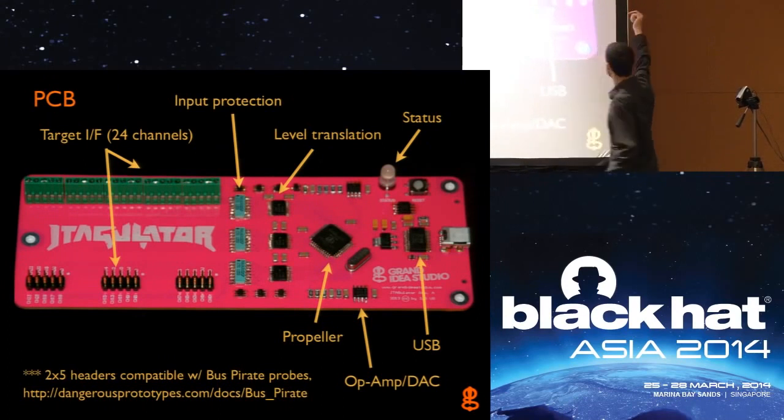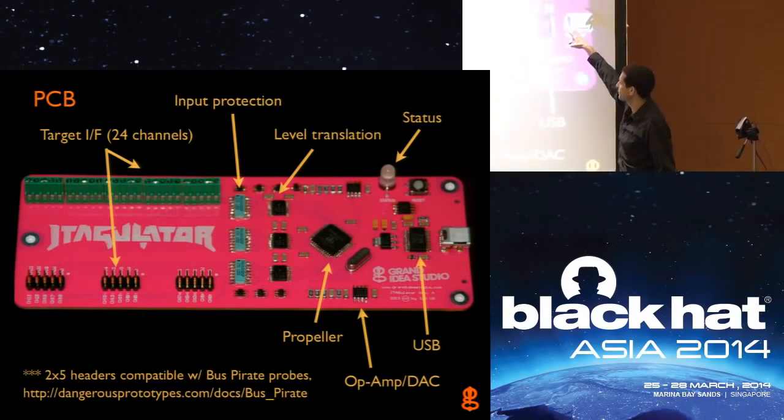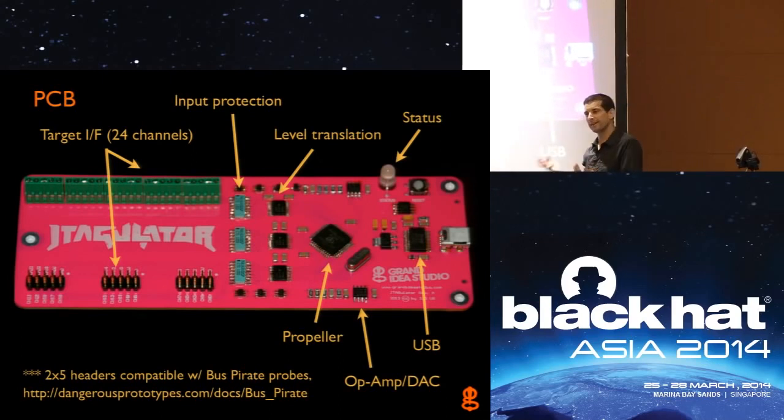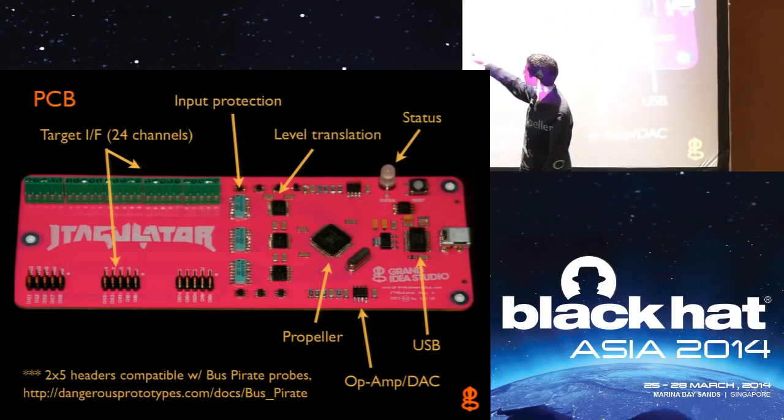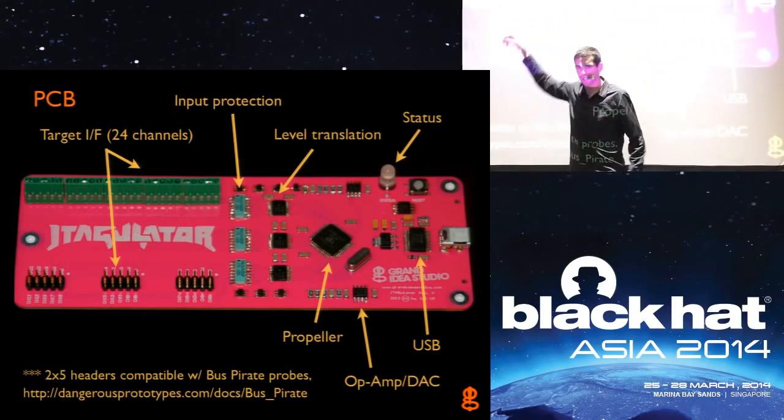If we start on this side, USB coming in, status indicator up at the top will be red or green depending on what's going on in the system. Our op-amp circuitry is down here. Level translators, input protection, and then here are the probes, or the interface connections.